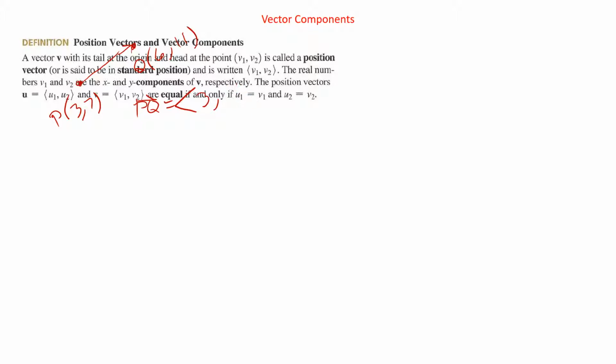So this is just saying exactly what I said, only right underneath where I said it. So we have the head, we have the tail, we have standard position, which is also a position vector, and that just means that the tail, the initial point, is at the origin, 0, 0. Any other point could be anywhere.